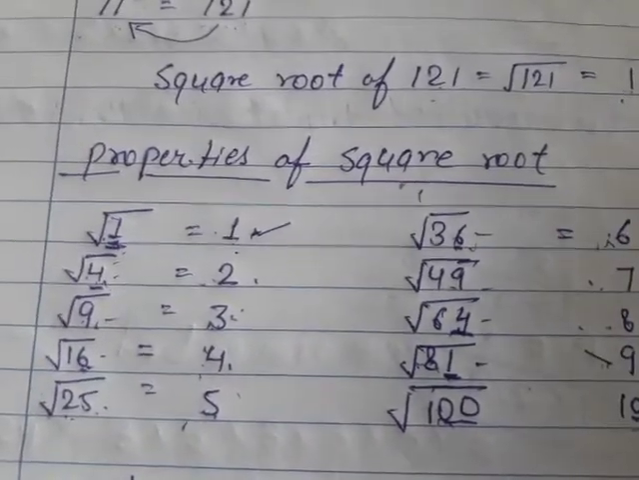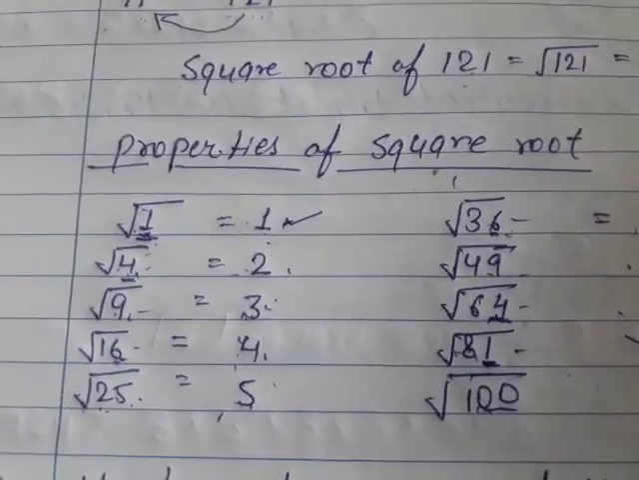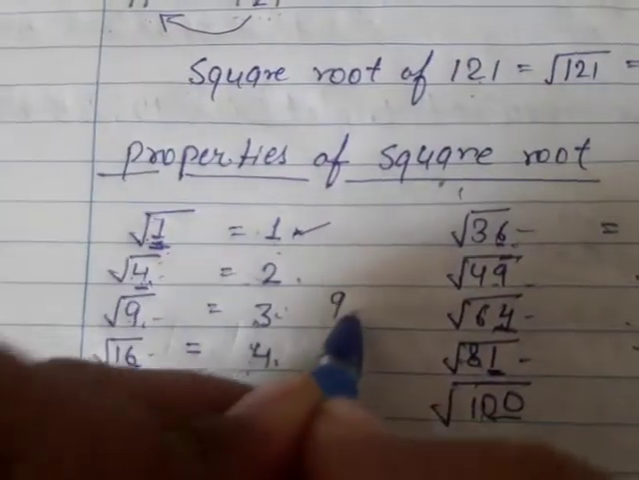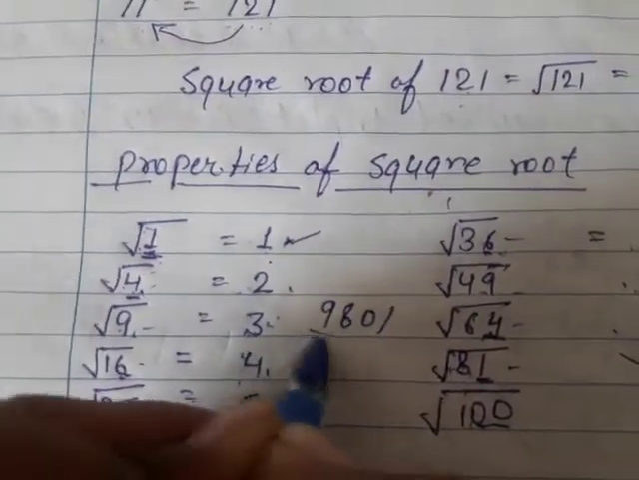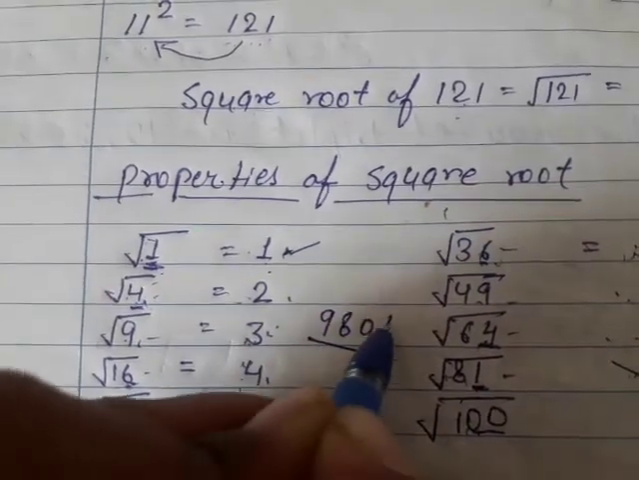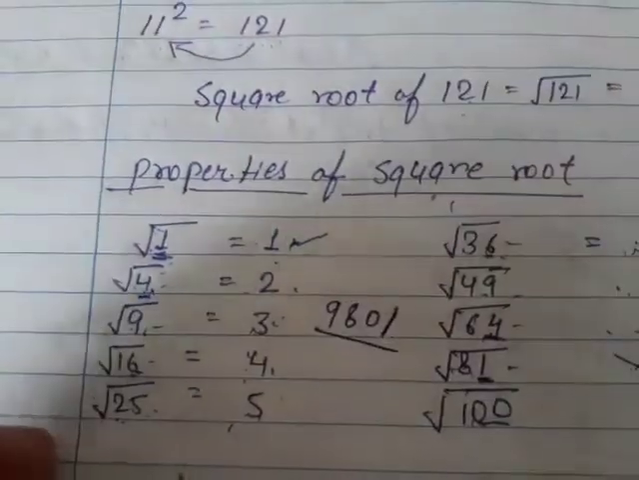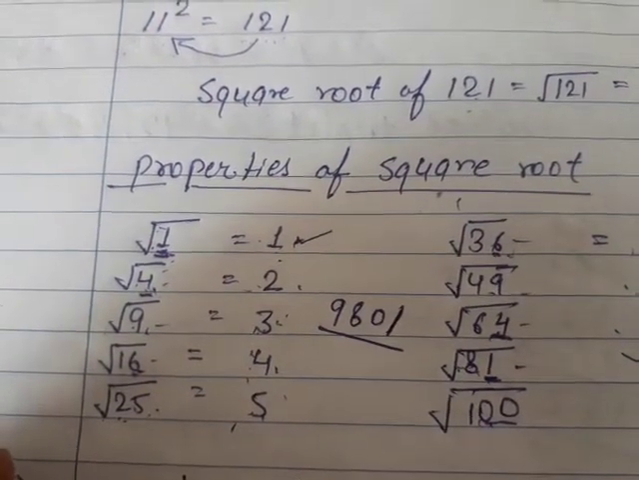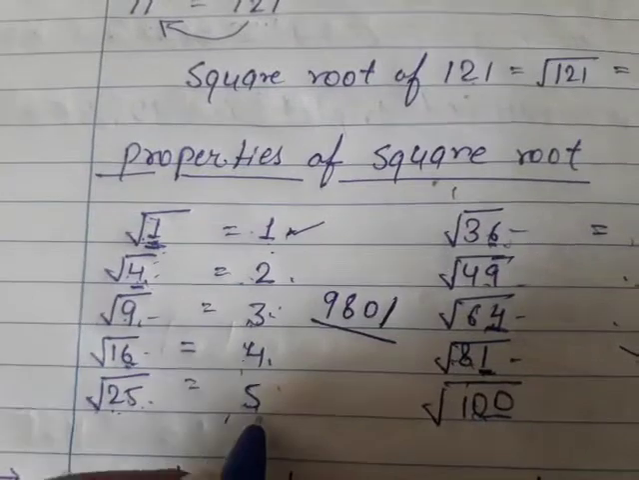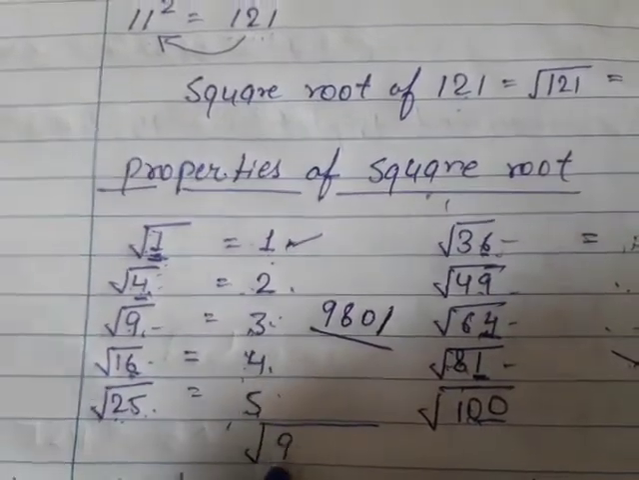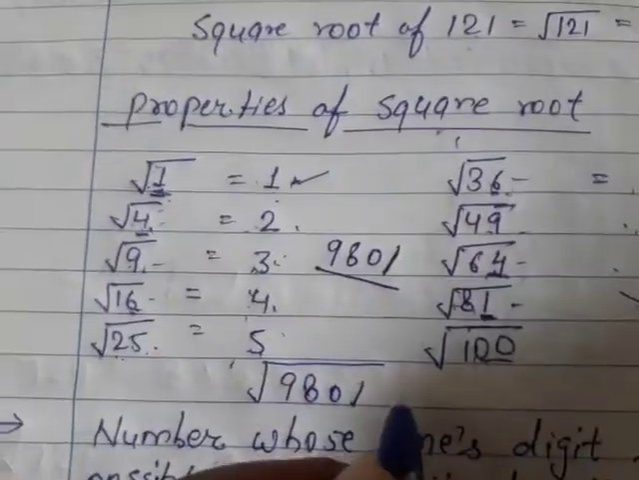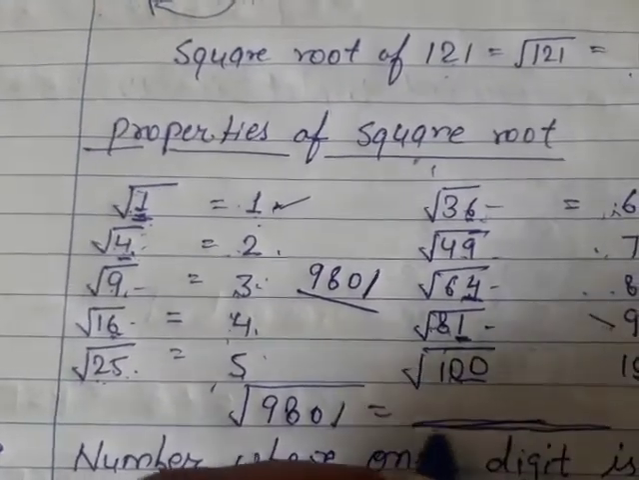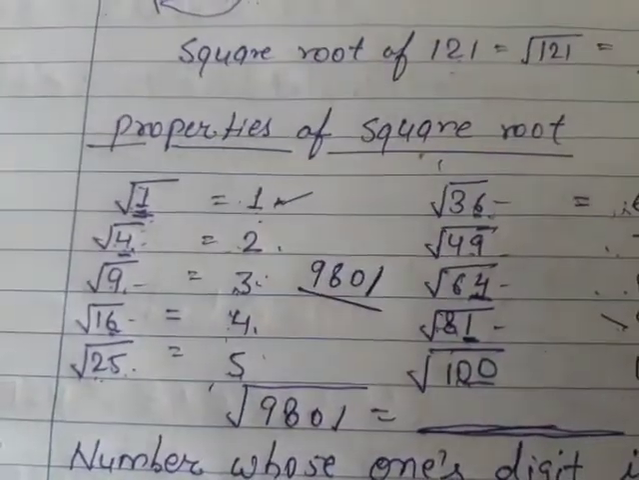Suppose a number is given whose last digit is 1. Suppose the number is 9801. Its unit digit is 1. The question is: what is the possible ones digit of its square root? If we find the square root of 9801, what is the possible ones digit, without any calculation?